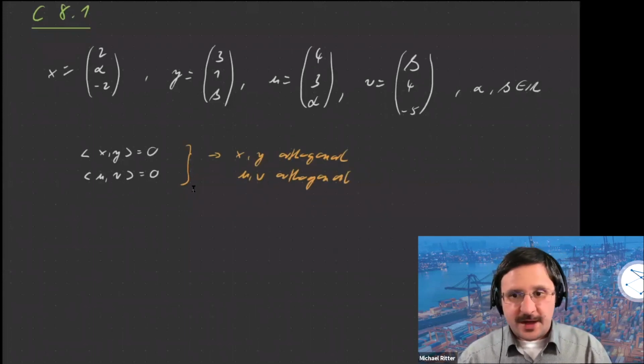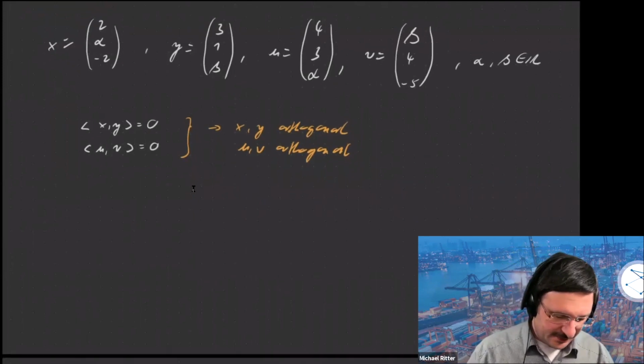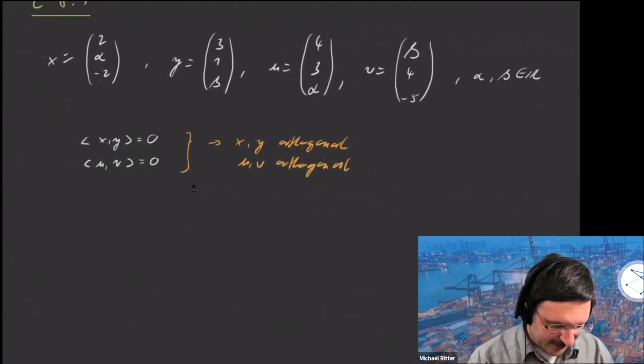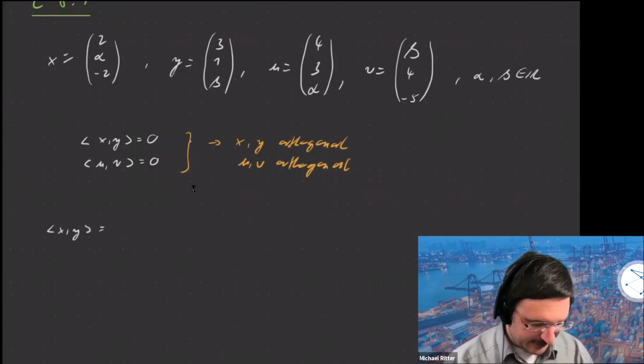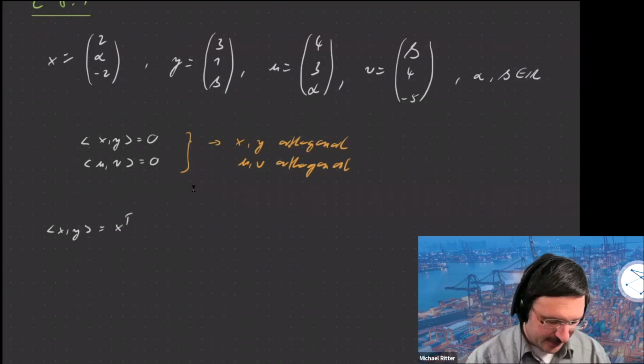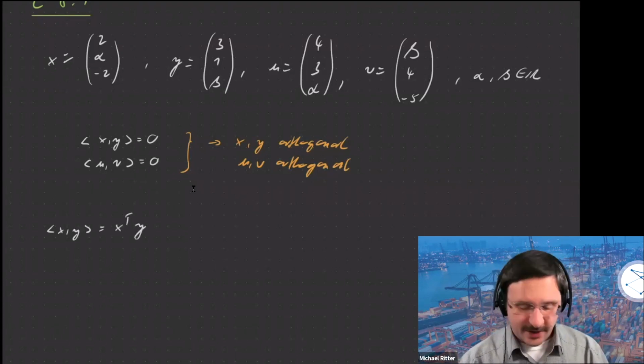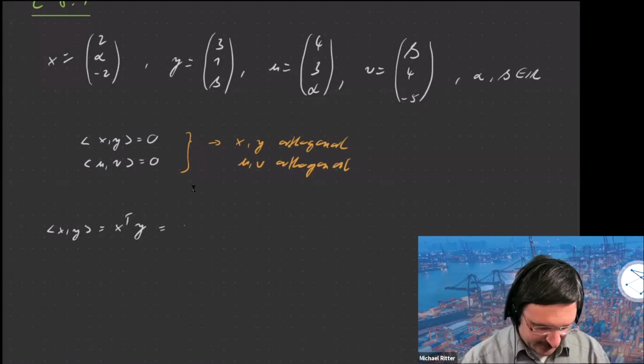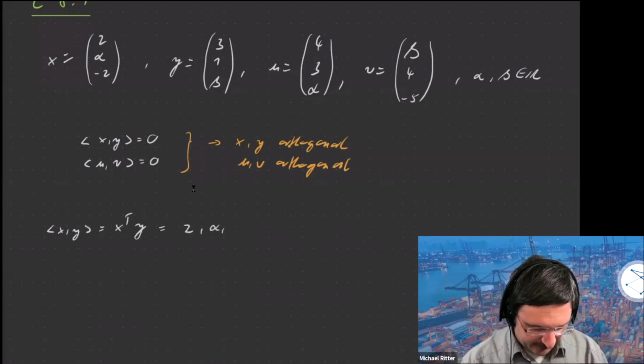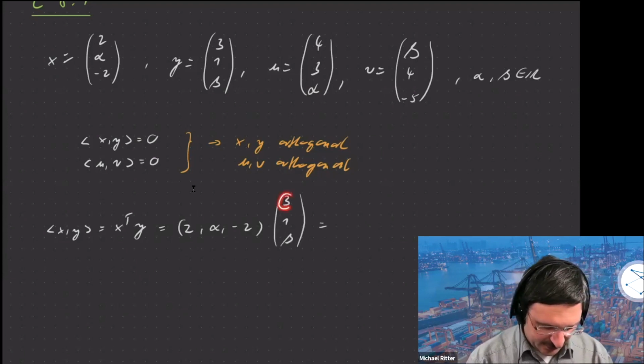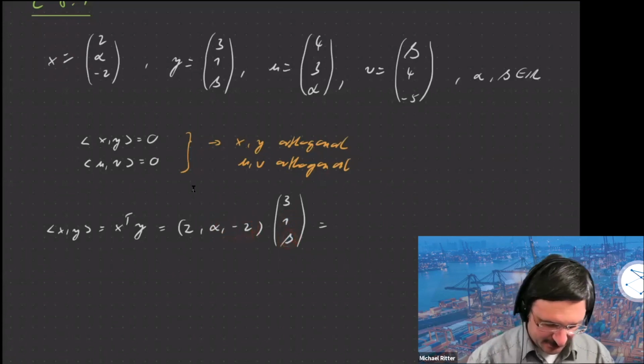Okay, so let's do that. We just compute the scalar products to see what the outcome is here. The scalar product of x and y is a standard scalar product, so it's simply given as x transpose y. So x transposed is (2, alpha, -2), and y is (3, 1, beta). Basically, we just multiply each component of y with the corresponding component of x, and then sum up the result.